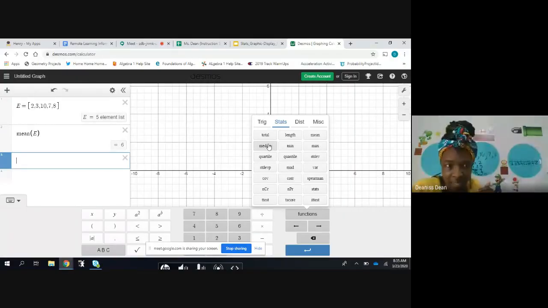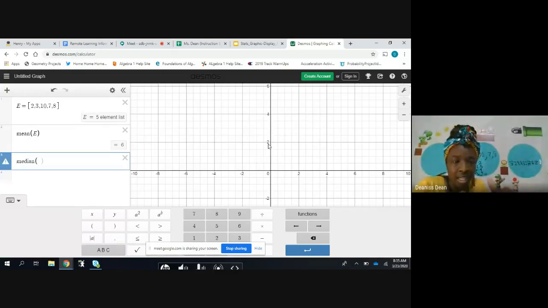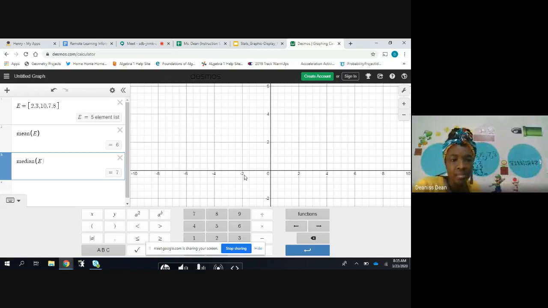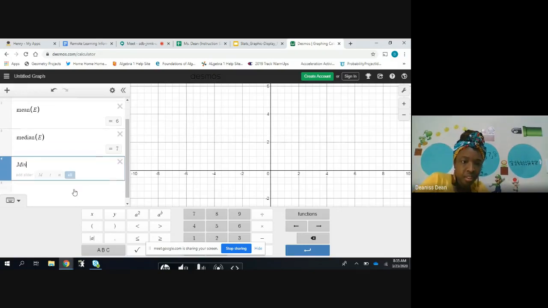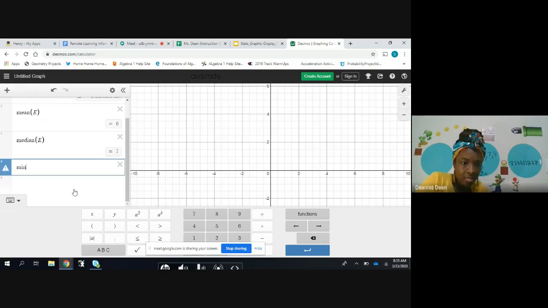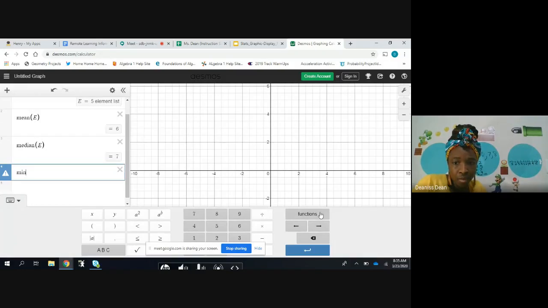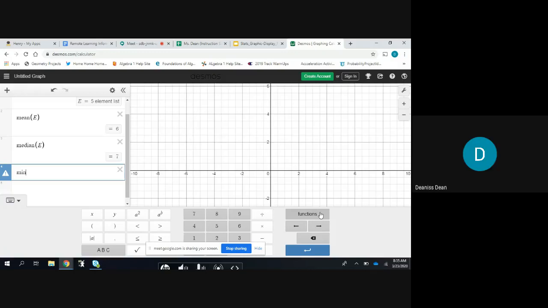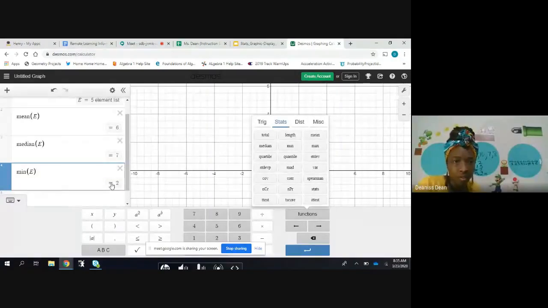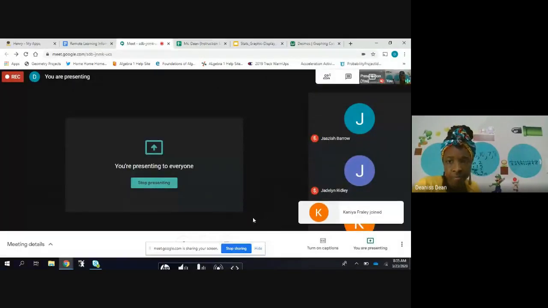If I wanted to find the median, all right, so I can just choose median, or I can type out the word median and put in E, and it would tell me the median of the list would be 7. All right, I typed the wrong number in my graphing calculator, so I'm correcting it now. All right, so it'd be 7. If I wanted to find the minimum, I can just start typing in minimum, min, and once again, you can get it from the functions here. So min, and I want to do for E, it would tell me the value in the list is 2. All right, so all that's there, okay?